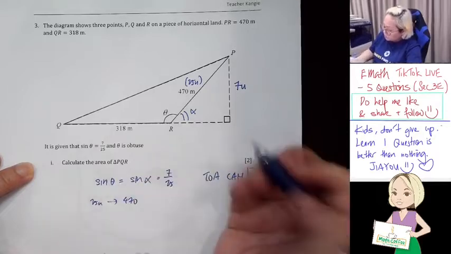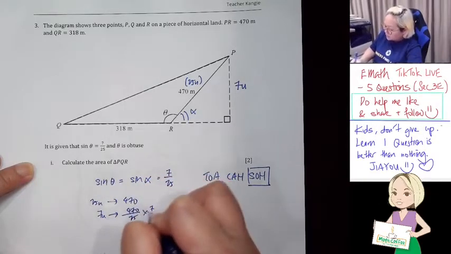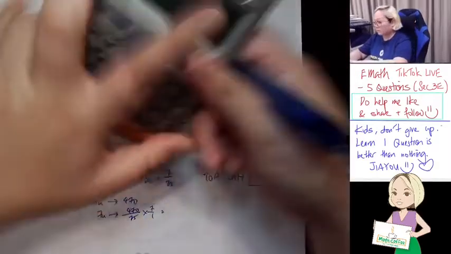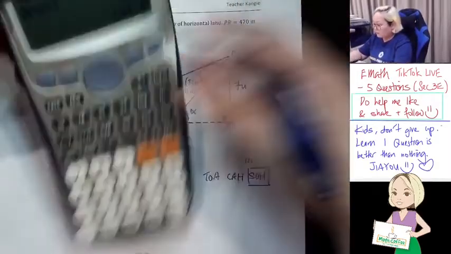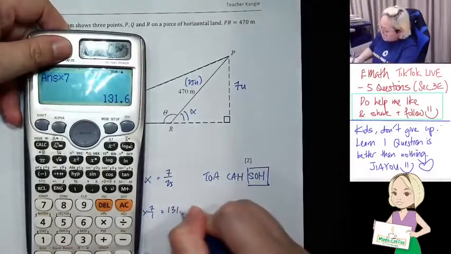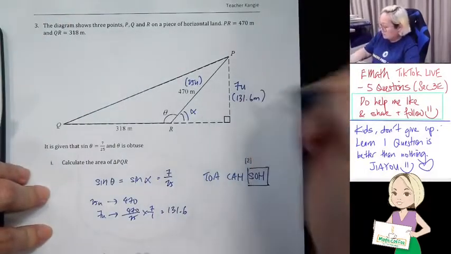So I want to find 7 units: 470 divided by 25 times 7. So I get 131.6. So over here is 131.6 meters.